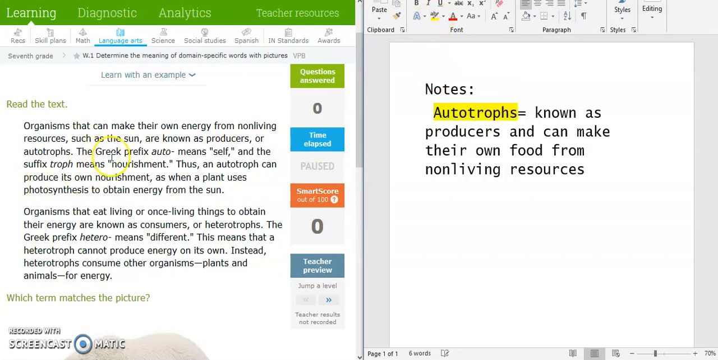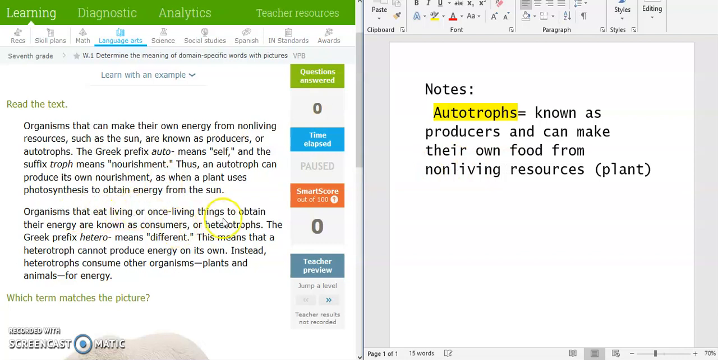I'll continue reading. The Greek prefix auto means self, and the suffix troph means nourishment. Thus, an autotroph can produce its own nourishment, as when a plant uses photosynthesis to obtain energy from the sun. So I'm going to write myself another little note, like a plant. All right? I'm now going to read paragraph number two.